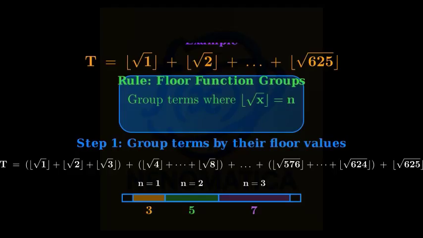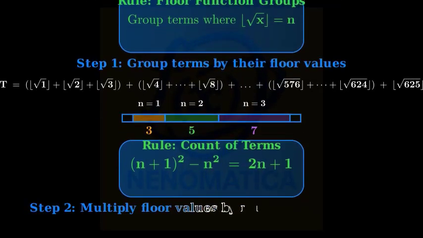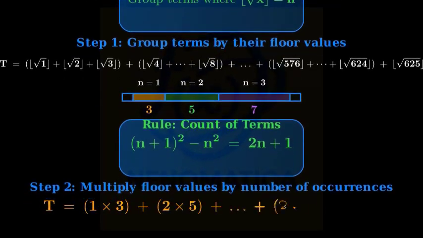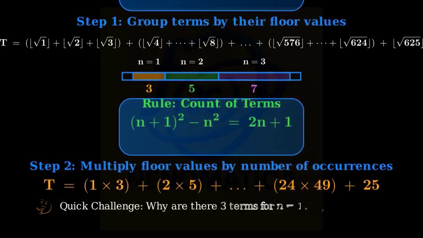Rule: count of terms in each group. The count from n squared to n plus 1 squared minus 1 equals 2n plus 1. Step 2. Multiply the floor value n by how many times it occurs, which is 2n plus 1. We also keep the last term for 25 squared separate.